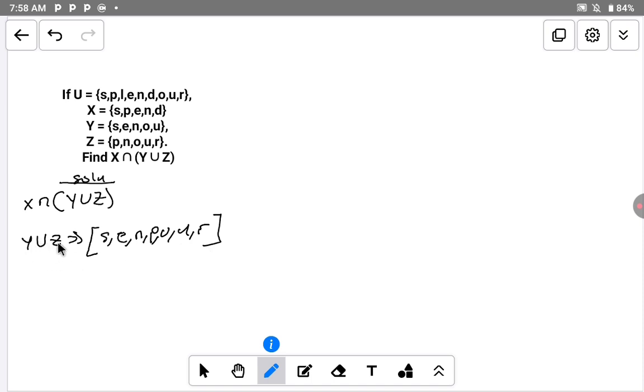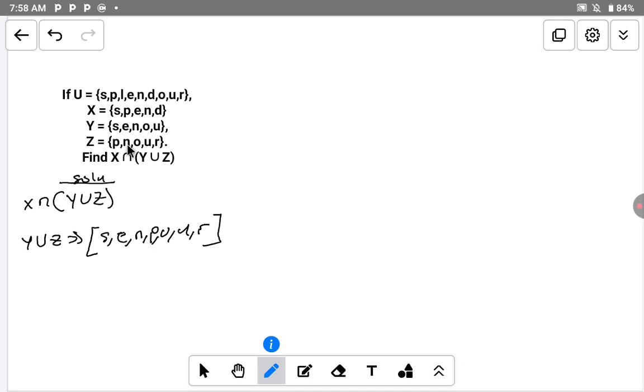Y union Z. All the elements we have in Y and all the elements we have in Z, we write them together. We have S in Y, so let us write S here. We have E here in Y, let us write E here. And also if you look at this one, we have P, that's the right P here, and we have N here, and we also have N here.